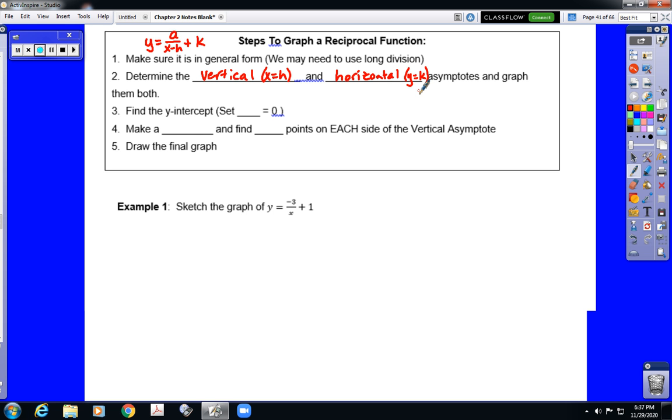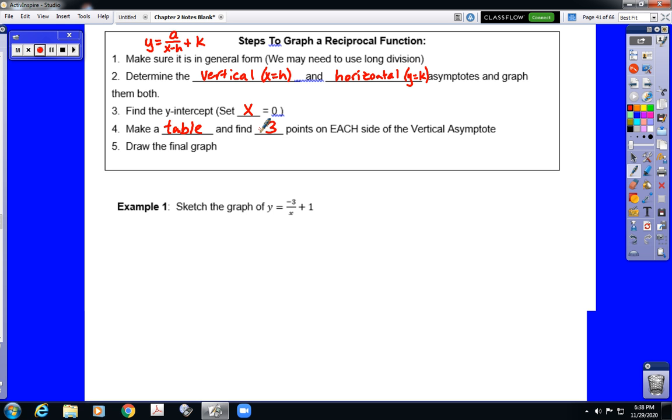Then we will find the y-intercept, that is, we will set x equal to 0. That'll just give us a point. We may or may not use it. Finally, we will make a table, and we will find 3 points on each side of the vertical asymptote. I suggest that you use points that are half a unit, 1 unit, and 2 units away on each side. Then we draw the final graph.